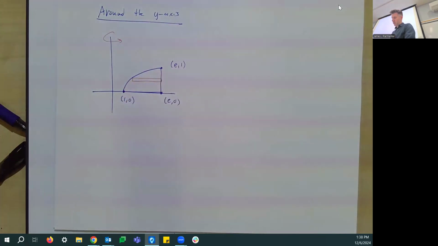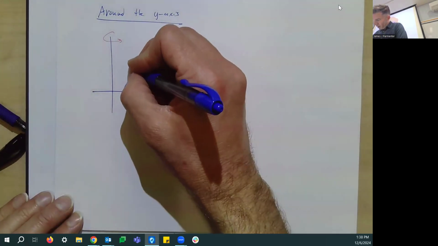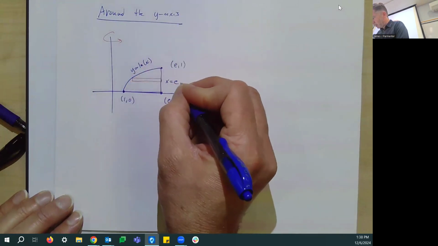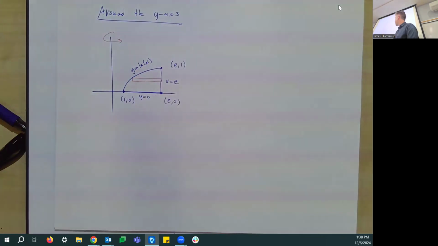I should also write the functions again. This is y equals the natural log of x. This is x equals e. This is y equals 0. And now you can see that the strip I drew does not touch the axis of rotation.